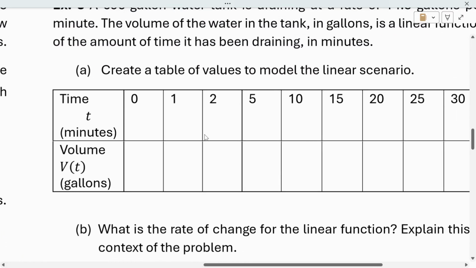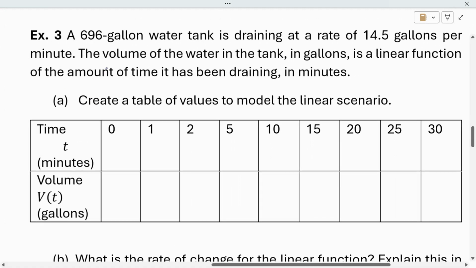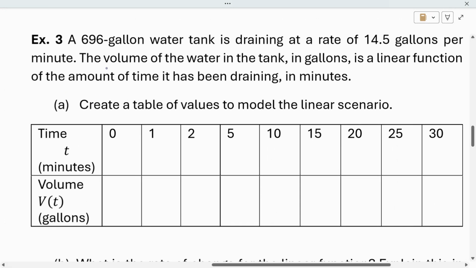Alrighty, so example 3 says a 696 gallon water tank is draining at a rate of 14.5 gallons per minute. That means that we're losing water. So that means that our slope, 14.5, is going to be negative because we're losing water. The volume of the water in the tank in gallons is a linear function of the amount of time it has been draining. So the first thing that we need to do is create a table of values to model the linear scenario.